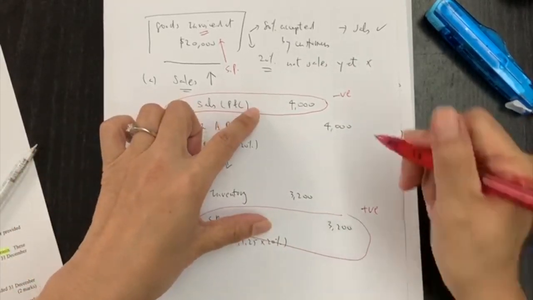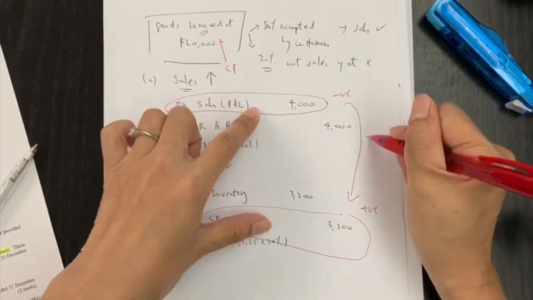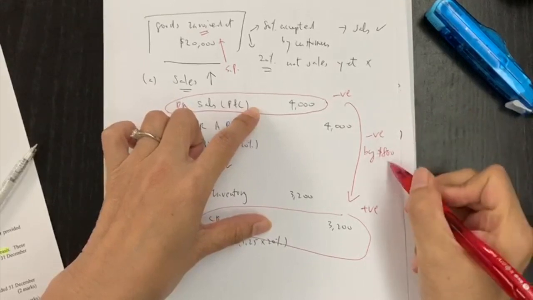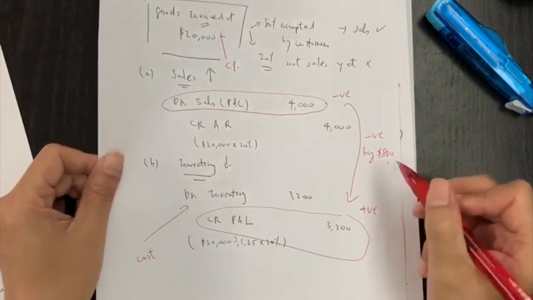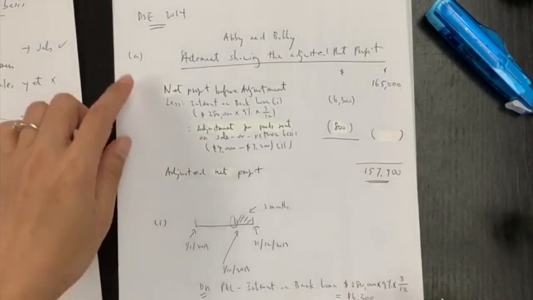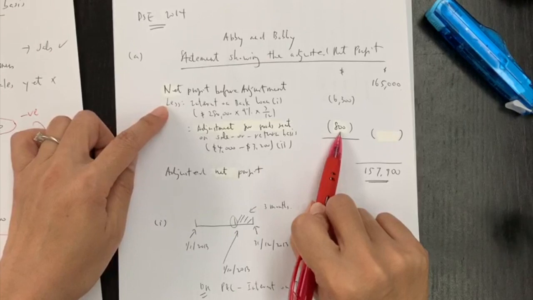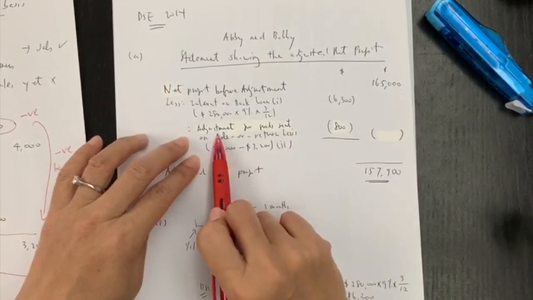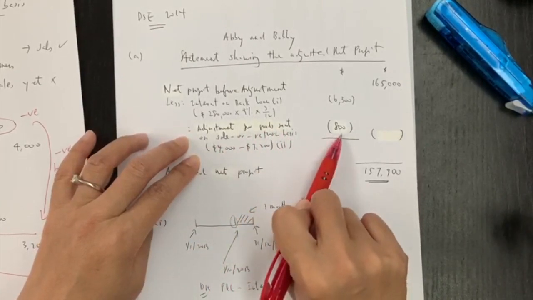So if we combine them together, we have to do negative 800. All right, so this is the adjustment related to point 2. Go back to part A. So negative deducts net profit because of point 2. Point 2 says adjustment for goods sent on return basis. So we have 800 here.